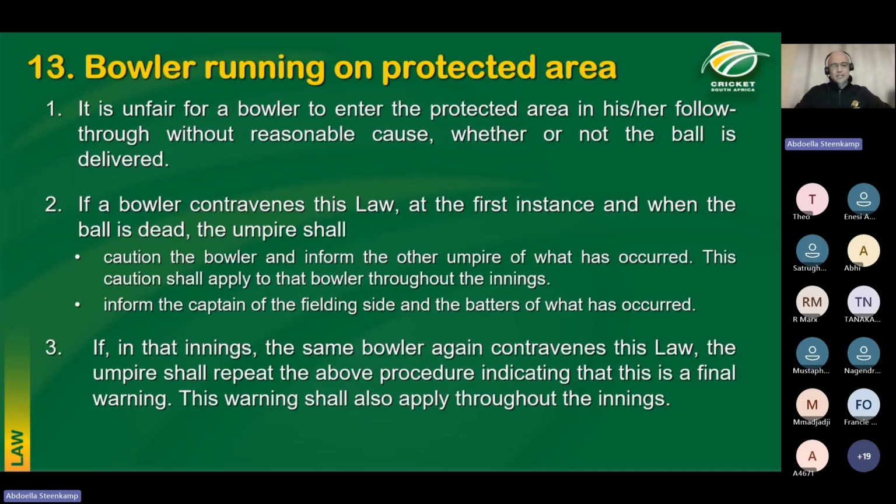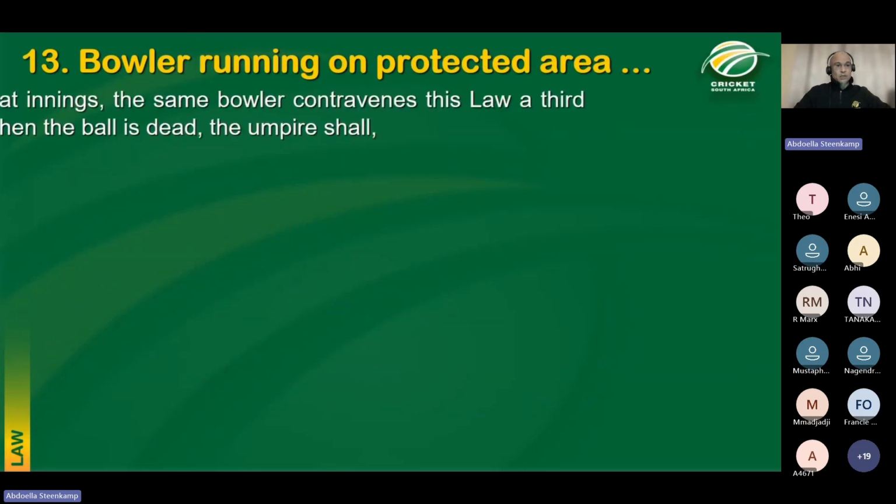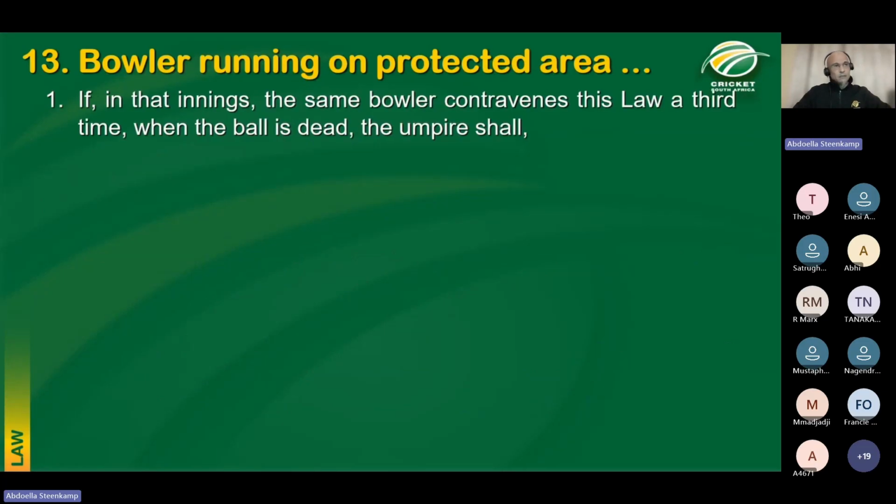In the second innings, as soon as the second innings starts, the bowler will start with a clean slate again. But in the first innings, the bowler has already been on a caution. You've now given a first and a final warning for going into the protected area. And again, inform everyone. Inform your colleague that you've given the bowler a final warning. Inform the fielding captain and the batters. The bowler is on the final warning for going into the protected area.